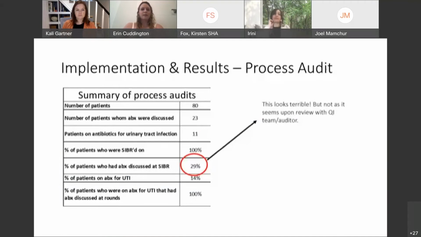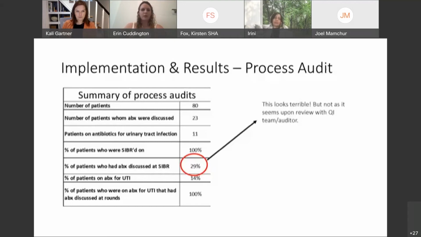However, when we discussed this with one of our students who was helping with the data collection, it ended up being a problem with definitions. She assumed that the pharmacist saying the patient isn't on antibiotics meant that it wasn't discussed, and that was just a difference in opinion about whether it was discussed or not. So that number doesn't look great, but on clarification, and working with the team, we found out that it was just a communication error.